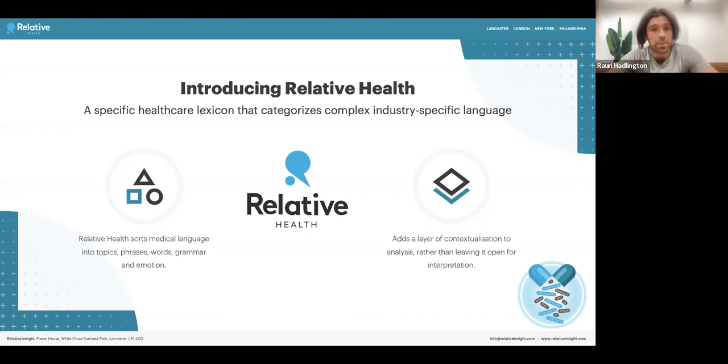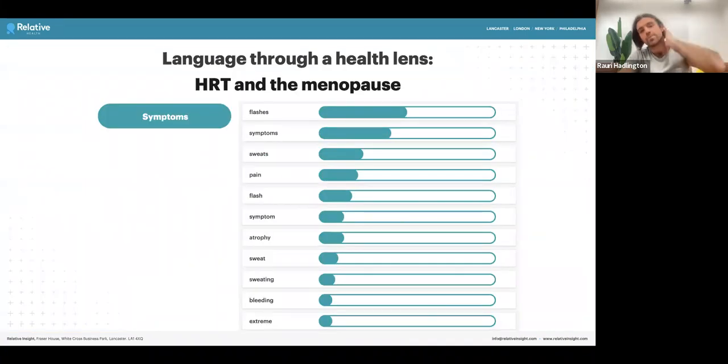And so what we were able to do is recategorize the English language specifically through a healthcare lens in order to surface those significant differences in a much more intuitive and user-friendly way, and adding a layer of contextual analysis rather than leaving things quite so open to interpretation. So what does that actually mean?